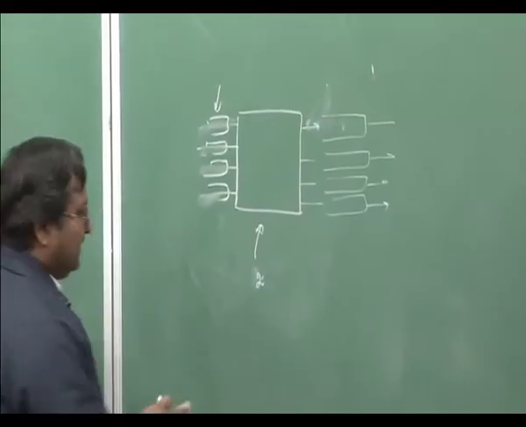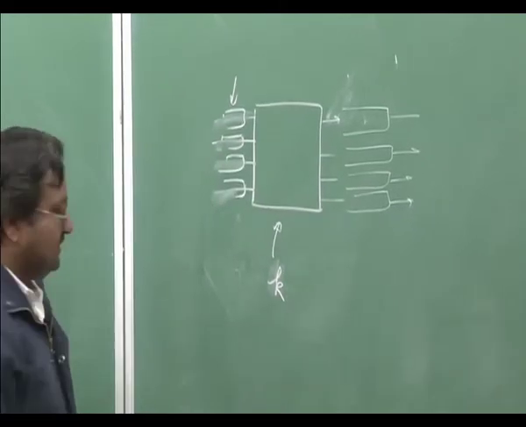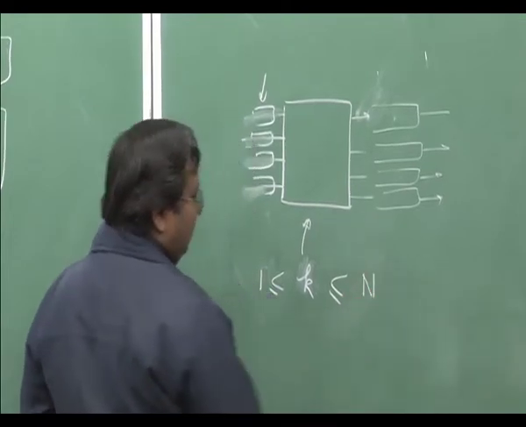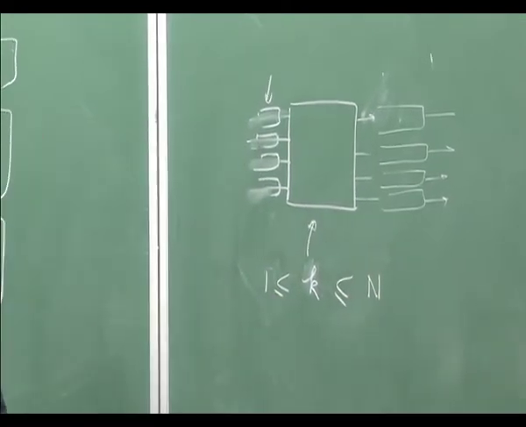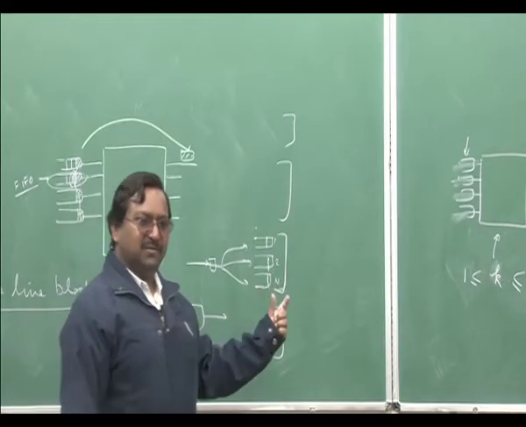So, the speed-up factor k: the maximum value of k is always greater than or equal to 1 and less than or equal to n, where n is the number of ports. Actually n minus 1 is good enough. Again I have written n, but n minus 1 is good enough.